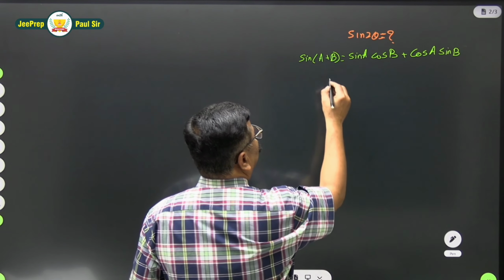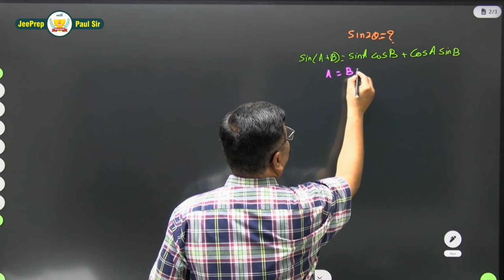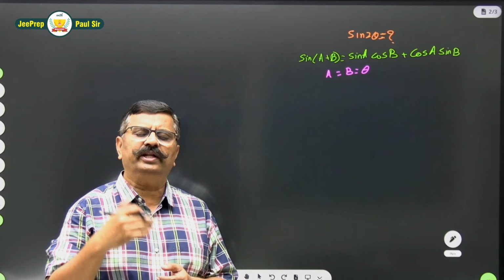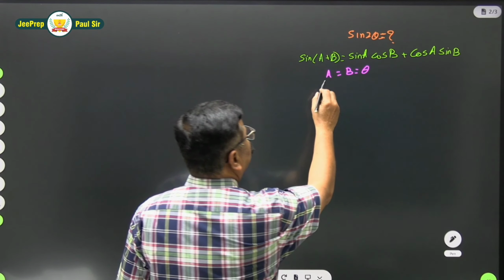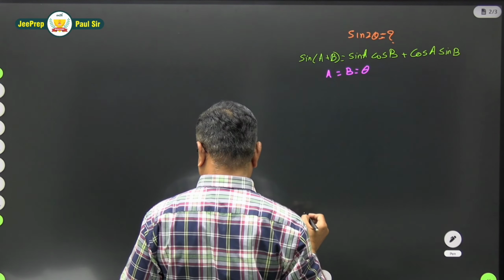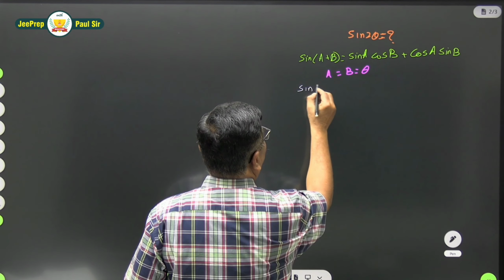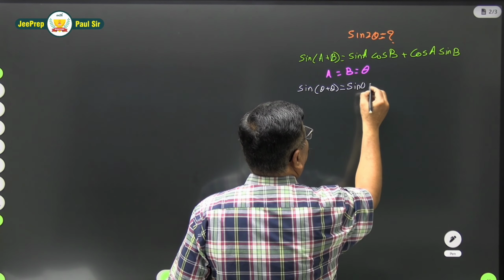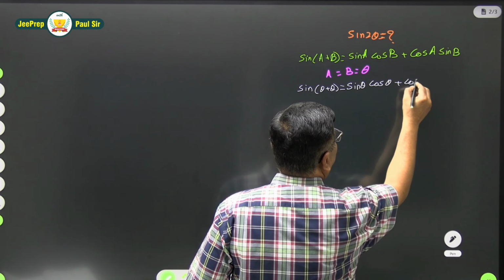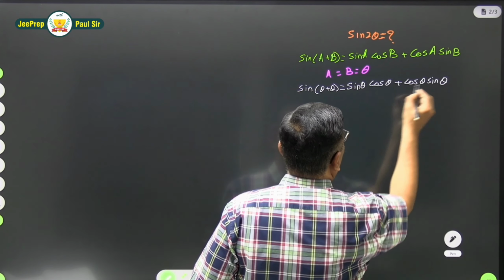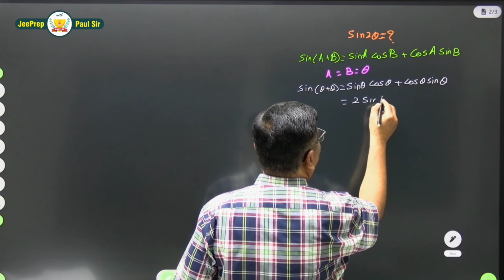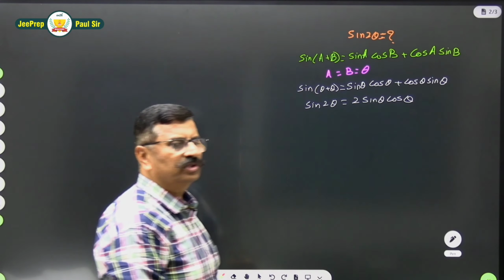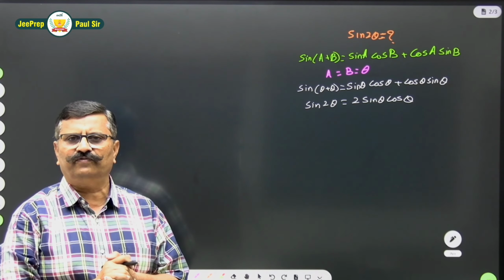Now here, let angle A is equal to angle B is equal to theta. Means angle A and B are the same angle, we'll call it theta. So just substitute the value of A and B as theta. So we will get sine theta plus theta is equal to sine theta into cos theta plus cos theta into sine theta. So now this is 2 sine theta cos theta. Therefore sine 2 theta is 2 sine theta cos theta. This is the very first formula of sine 2 theta.